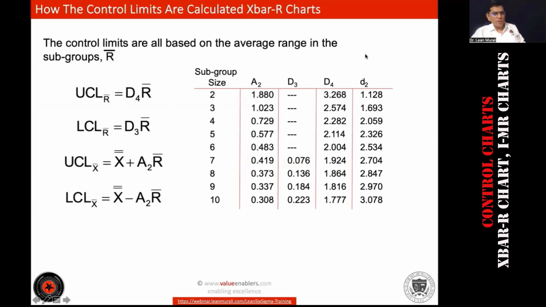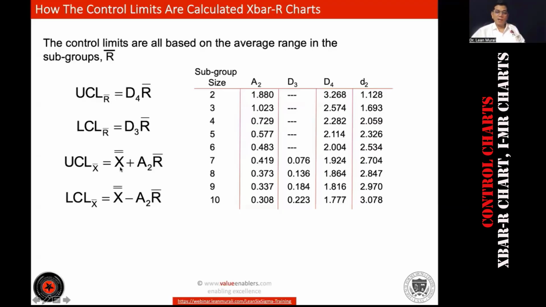Now, how are these formulas calculated? I said sample group. You can take 5 bottles, you can take 10 bottles, and stuff like that. Depending upon the subgroup size, whether it is 2 or 3 or 4 or 5 or 6 or 7 or 8, there is some constant. And using those constants, there are some formulas.